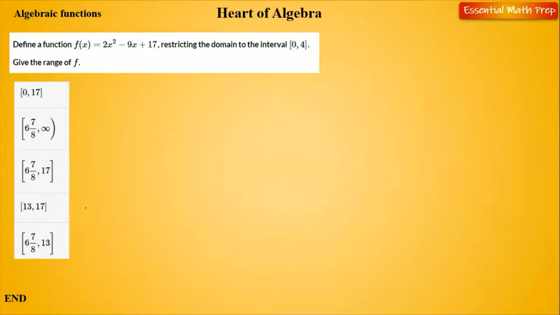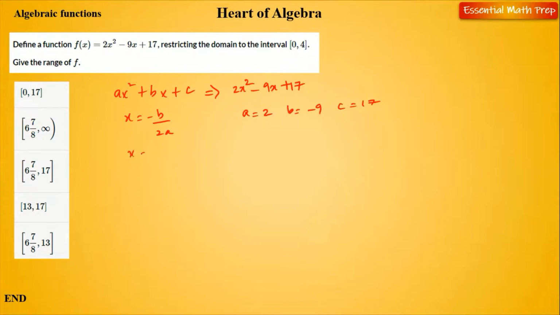All right, we've come to the very, very final problem in this context. So we know that the parabolic expression is ax squared plus bx plus c. So x equals negative b over 2a. If you match this to the given expression, 2x squared minus 9x plus 17, we know a equals 2, b equals negative 9, c equals 17. So x equals negative of negative 9 is plus 9 over 4, right?